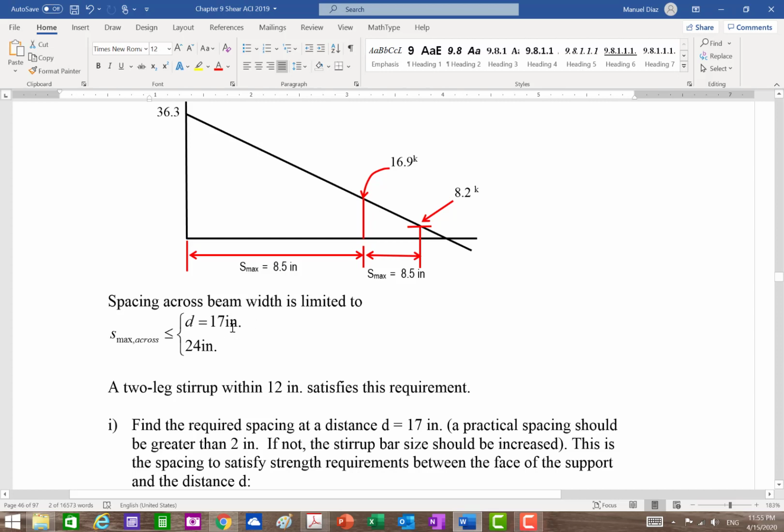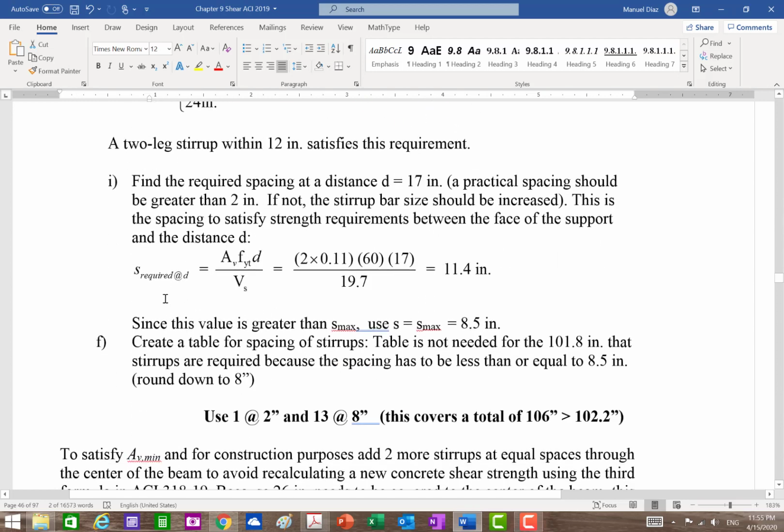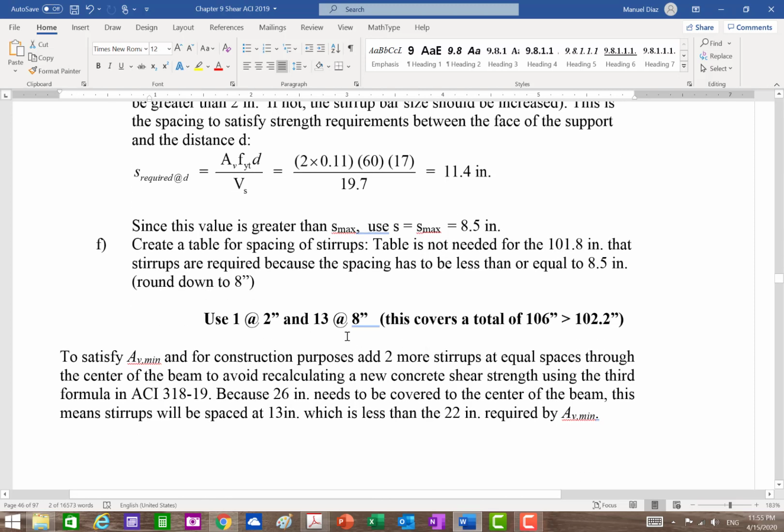Well, since your beam is only 12 inches wide, and this allows you to have up to 17 inches between legs, you're satisfying that, right? Next, you find your S required. That's 11.4, which is more than the 8.5, so you cannot use that number. You have to go with 8.5. Now, that rounds down to 8 inches. We do 8 inches. And notice that he did here 1 and 2, 13 at 8, that gives me 106, always more than what is needed, right?